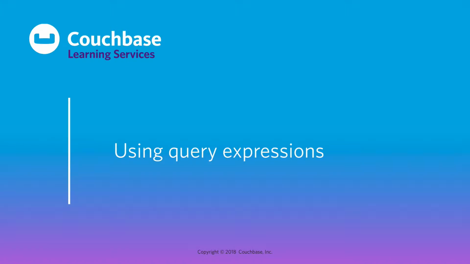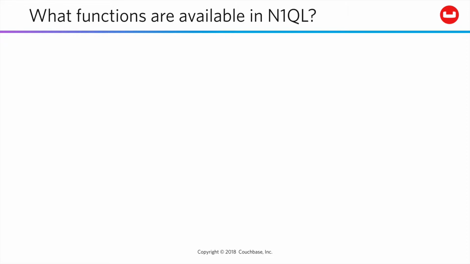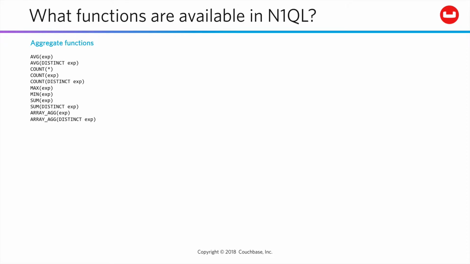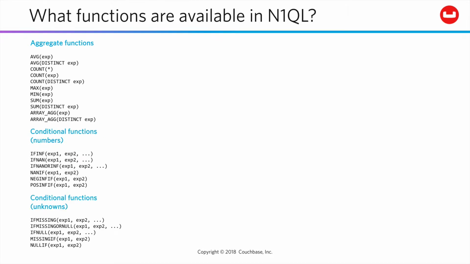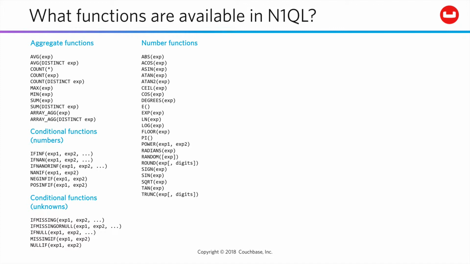As you've seen, expressions can be used as query predicates, opening up a wide field of possible complexity beyond the scope of this course. What we can do is give you a look at all we have available for you in the toolbox. As you'd hopefully expect by now, Couchbase supports aggregate functions, conditional functions for numbers and for unknowns, number functions, and comparison functions.